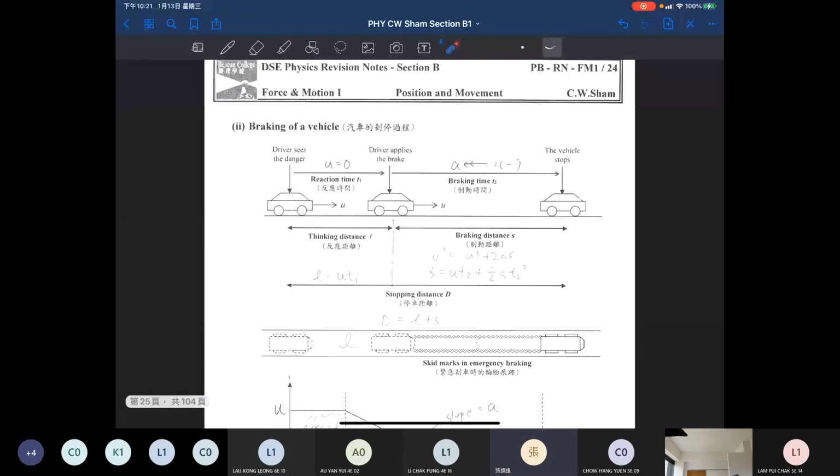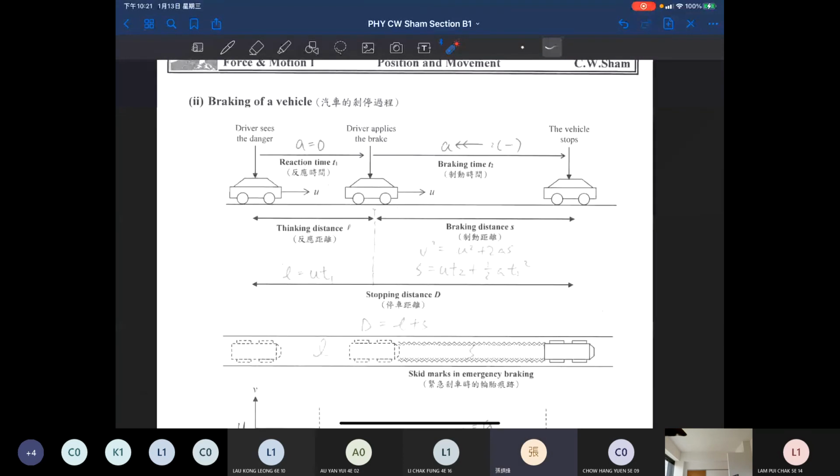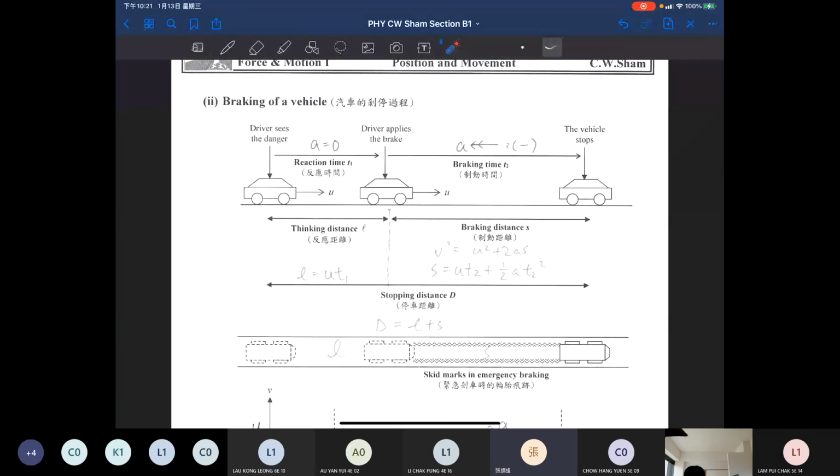Okay, so when you have to brake the vehicle, you have some short period of time, which is called the reaction time, which normally is 0.2. It depends on how they state it in the questions. Because for the human, when we see there is an accident, we have to react and then push the brake of the vehicle. So there is a time interval.